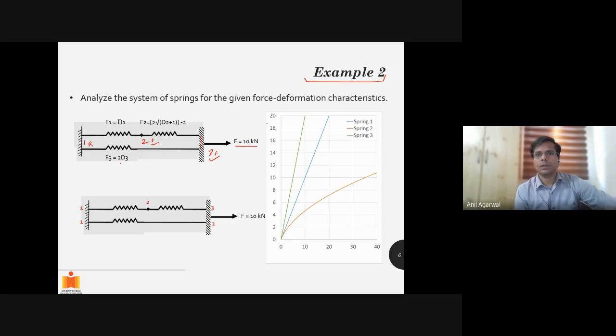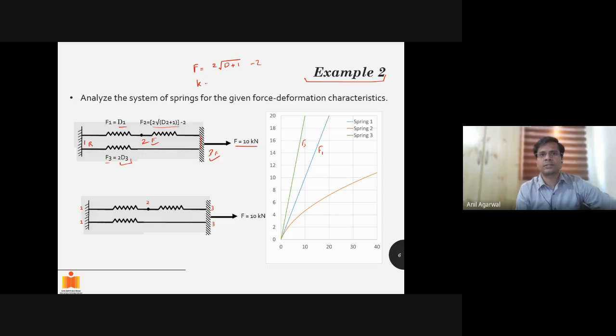Okay. Now the 2 springs F1 and F3, or first and third springs, they are all linear. So this is your third spring F3. This is your first spring F1. The second spring is nonlinear, and the expression is given by this one. So your F for the second spring is equal to 2 square root of D plus 1 minus 2, where D is basically the deformation of the second spring.